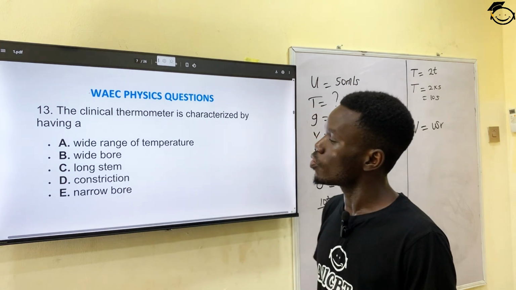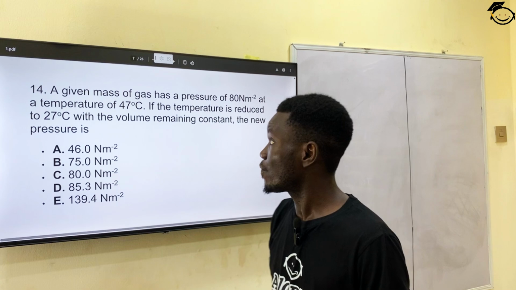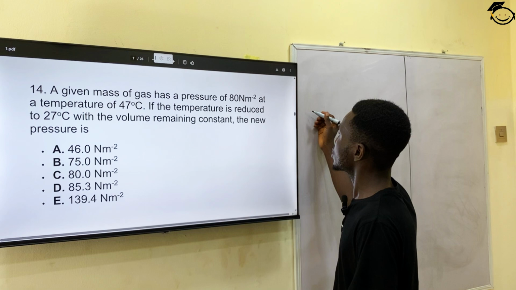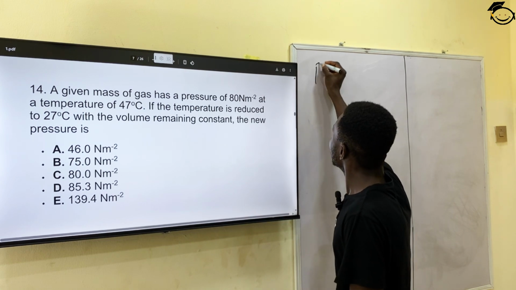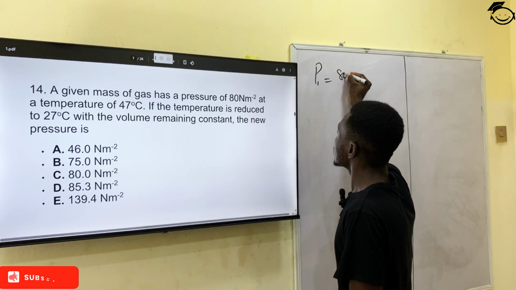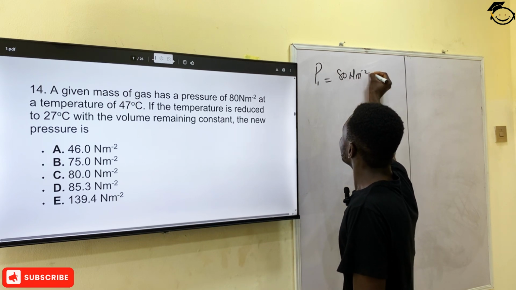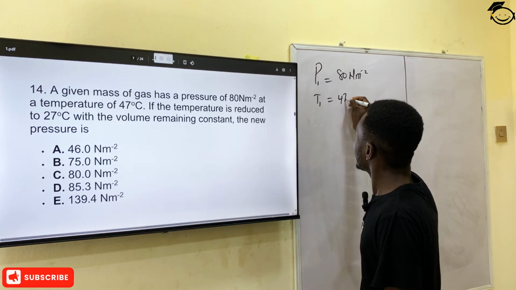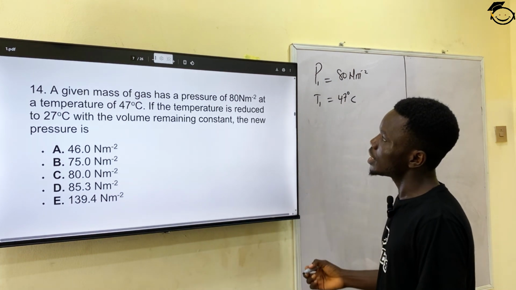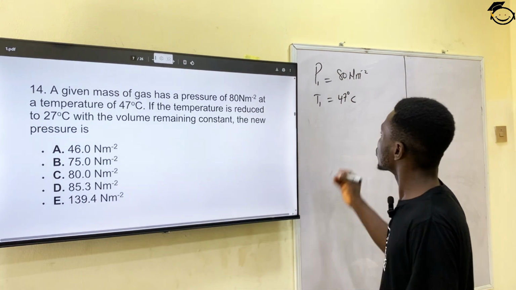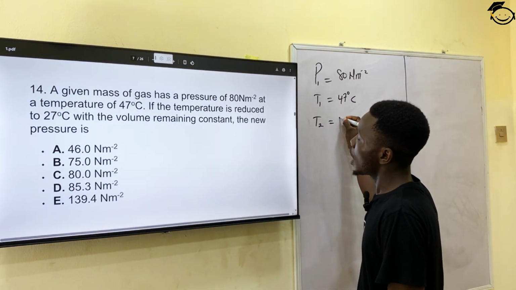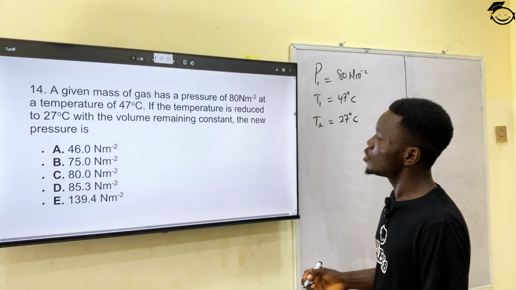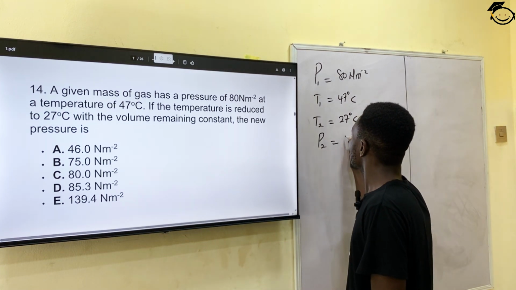It has a constriction. So that is also question number 14, which says that a given mass of a gas has a pressure of 80 Newton per meter squared. So we have our first pressure P1 as 80 Newton per meter squared, at a temperature T1 as 47 degrees Celsius. Then they said if the temperature is reduced, so we have a new temperature T2 as 27 degrees Celsius with the volume remaining constant. They said the new pressure is dash. So P2 we do not know.